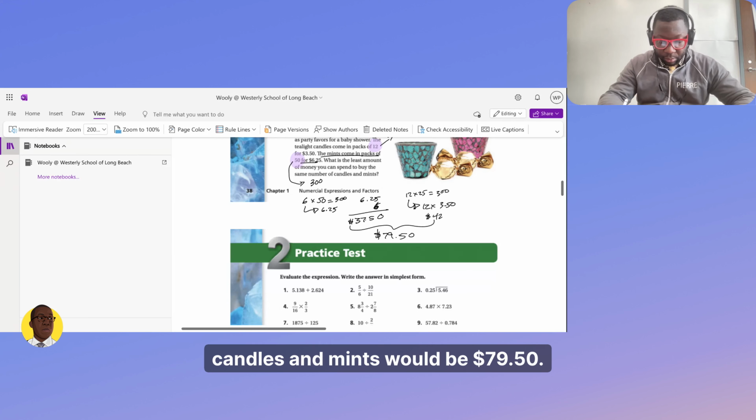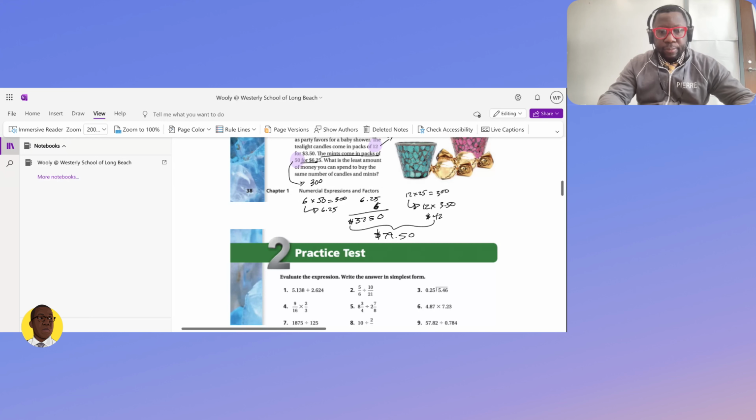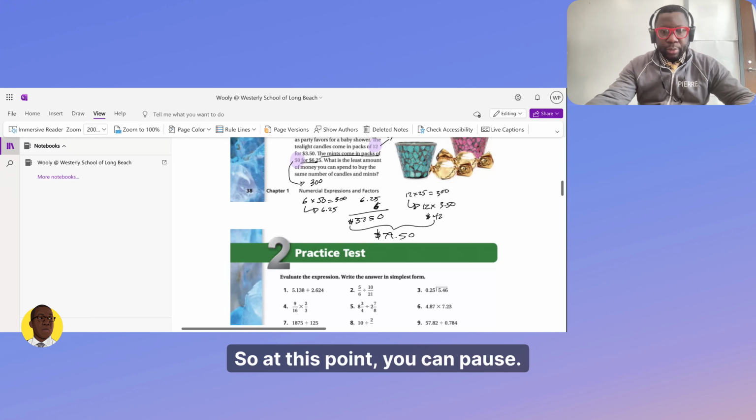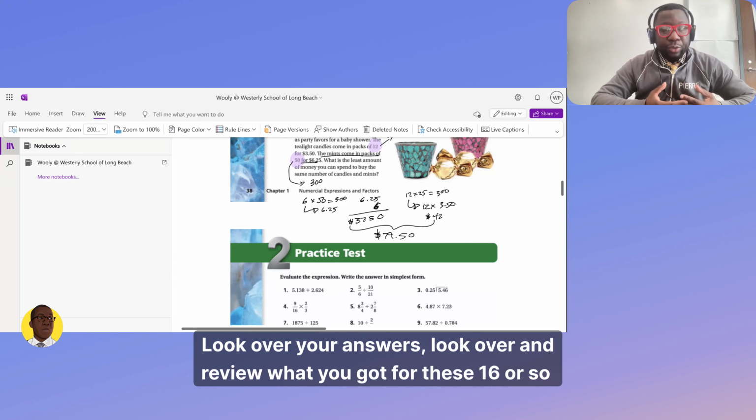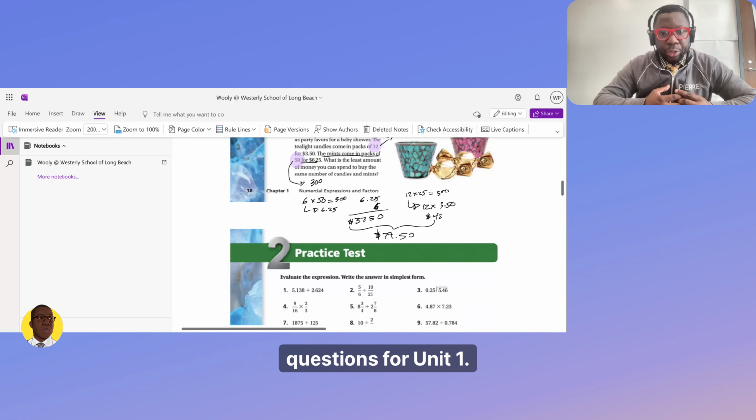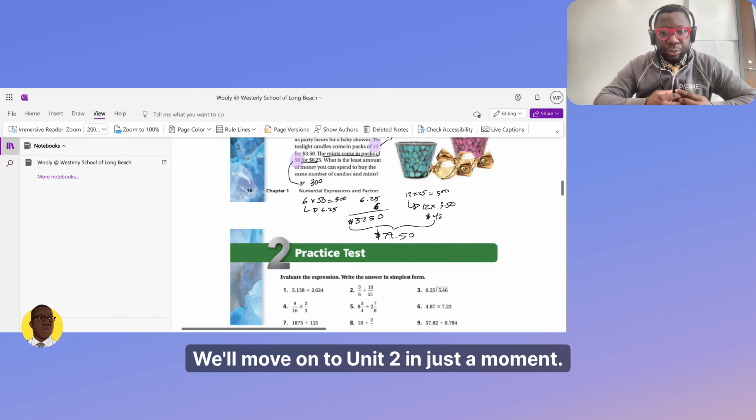So the least amount of money that we would spend to buy the same amount of tea light candles and mints would be $79.50. So at this point, you can pause, look over your answers, and review what you got for these 16 or so questions for Unit 1. We'll move on to Unit 2 in just a moment.